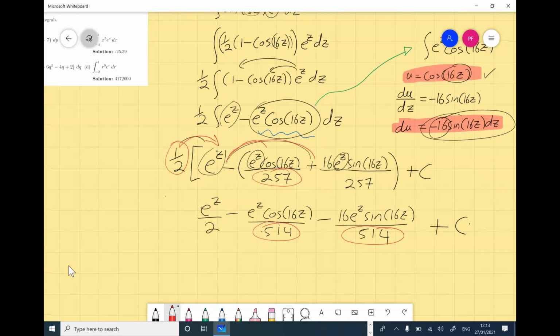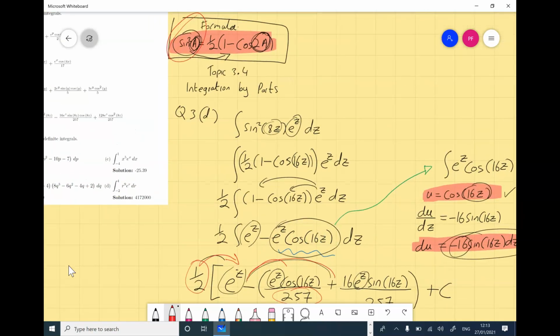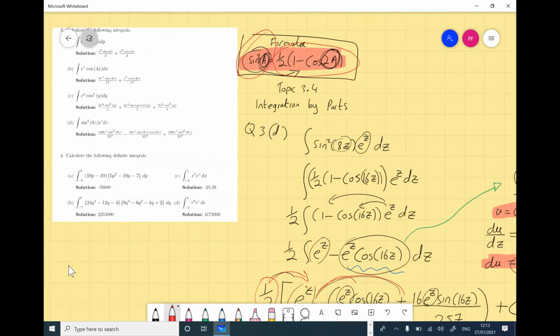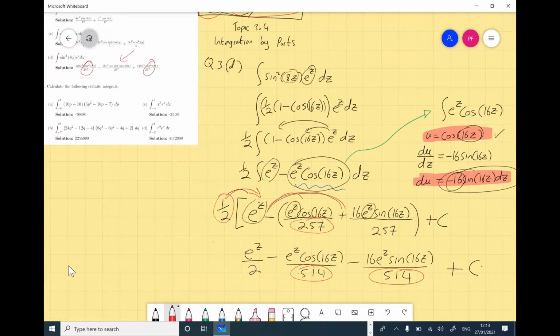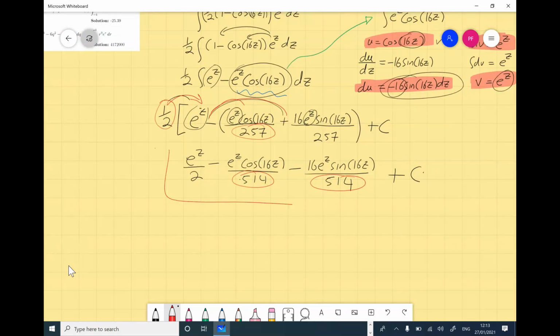Now, another option for this is to factorize out the half and factorize out your e to the power of z and try get an expression that looks like a half times 1 minus the cos of an angle, and you can use that to bring back in sine squared, which is kind of what your teacher did there. And then she used the sine 2A formula here, but it's a bit overly complicated, to be honest with you, and there's no need for it. So you're absolutely fine with this integral here, or this one.